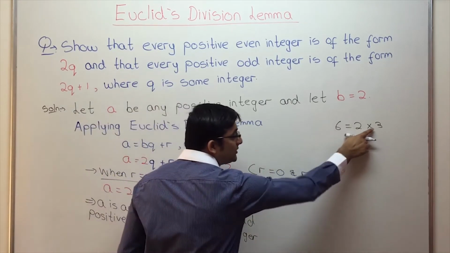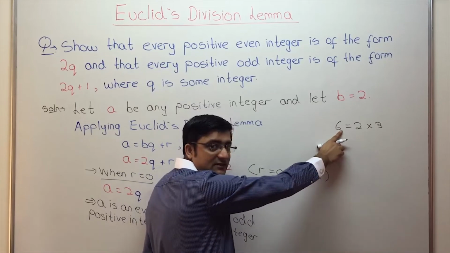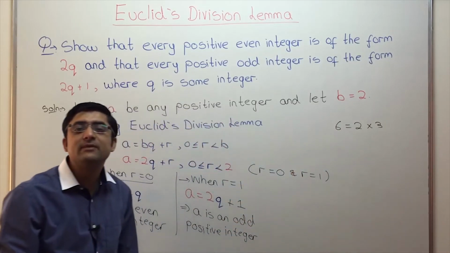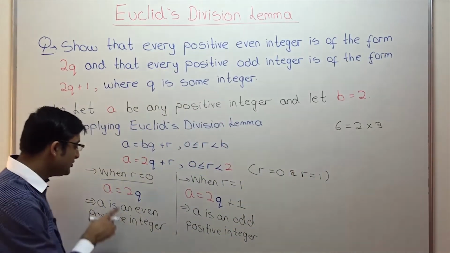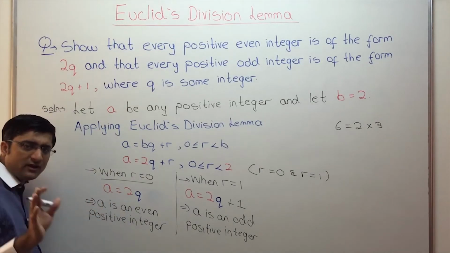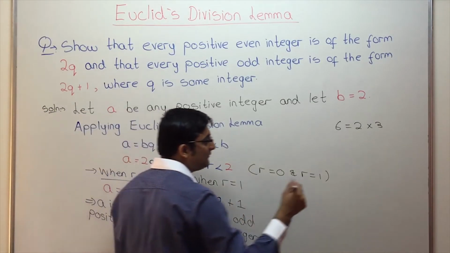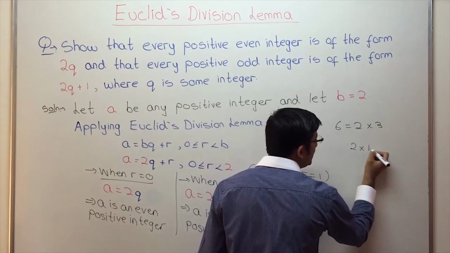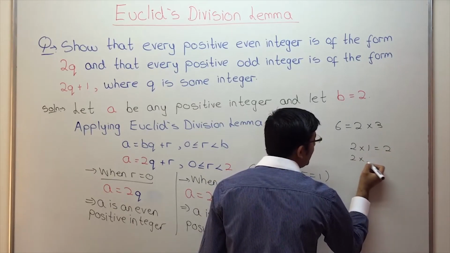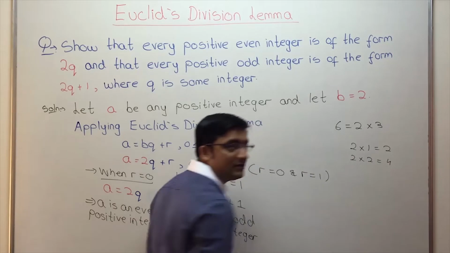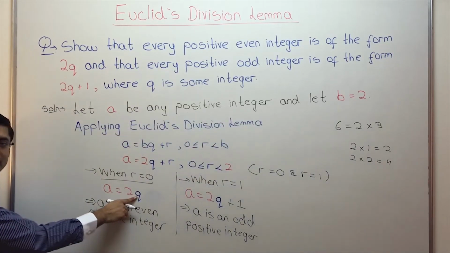Now because 2 is a factor of a, that means it is divisible by 2. If any number is divisible by 2, it is an even number, right? So a is 2 into anything. In general, you can verify 2 multiplied by anything is an even number. 2 multiplied by an odd number is even. 2 multiplied by an even number is again even, right? So basically 2 multiplied by any integer is even.